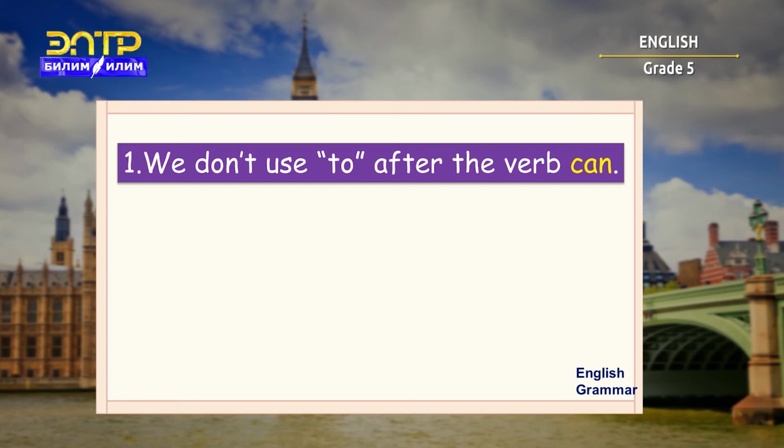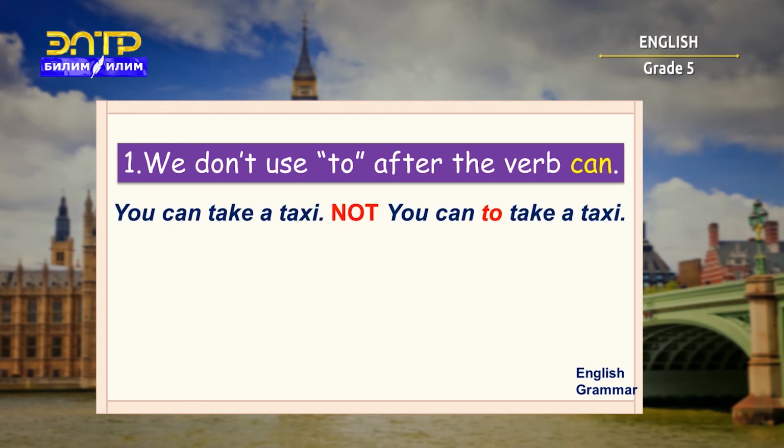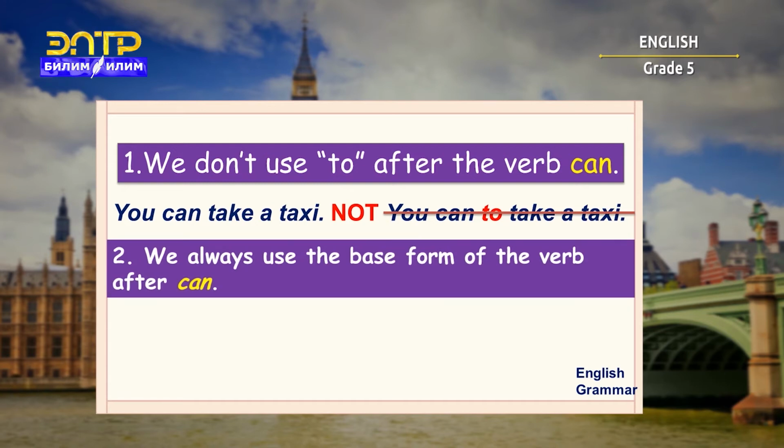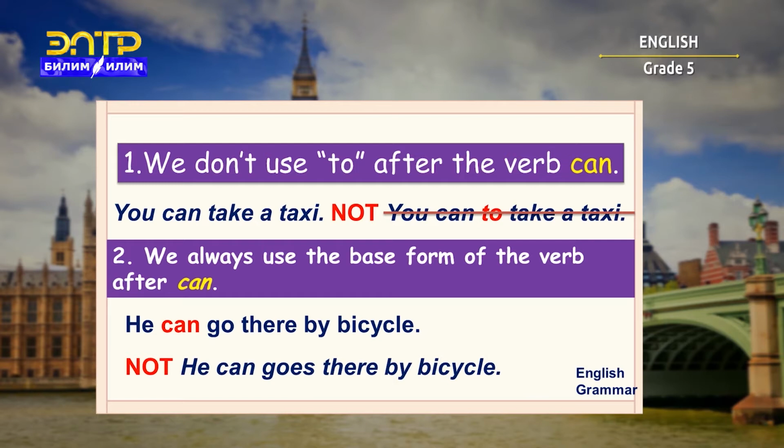Let's learn some rules. Remember that we don't use to after the verb can. For example, you can take a taxi. And we can't say you can to take a taxi. We always use the base form of the verb after can. For example, he can go there by bicycle. But we can't say he can goes there by bicycle.